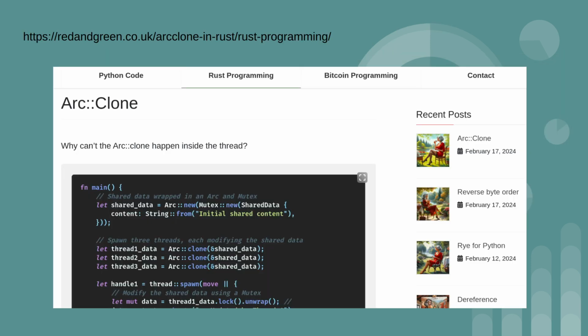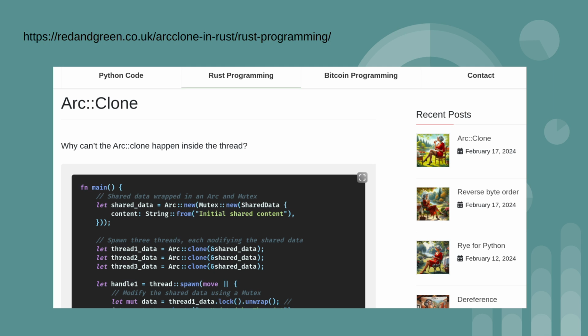If you want to read more about this, as I was going, I did look at ChatGPT and ask it questions. And to be honest, with ChatGPT, I have no shame. I'll ask it the most stupid questions if I feel like it. One of the questions I asked was, why can't Arc clone happen inside the thread? And you don't want it to. It needs to be outside, otherwise you get all kinds of borrow errors. Try it.